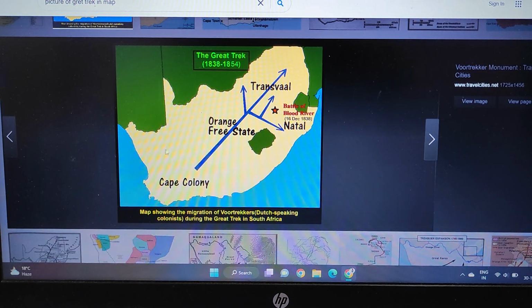Those people started from here. This is the Cape Colony. They moved upward. This is the Orange Free State. Then they went to Natal. Then they went to the Transvaal, and this whole picture depicts the Great Trek of the Dutch-speaking people who settled in southern Africa.